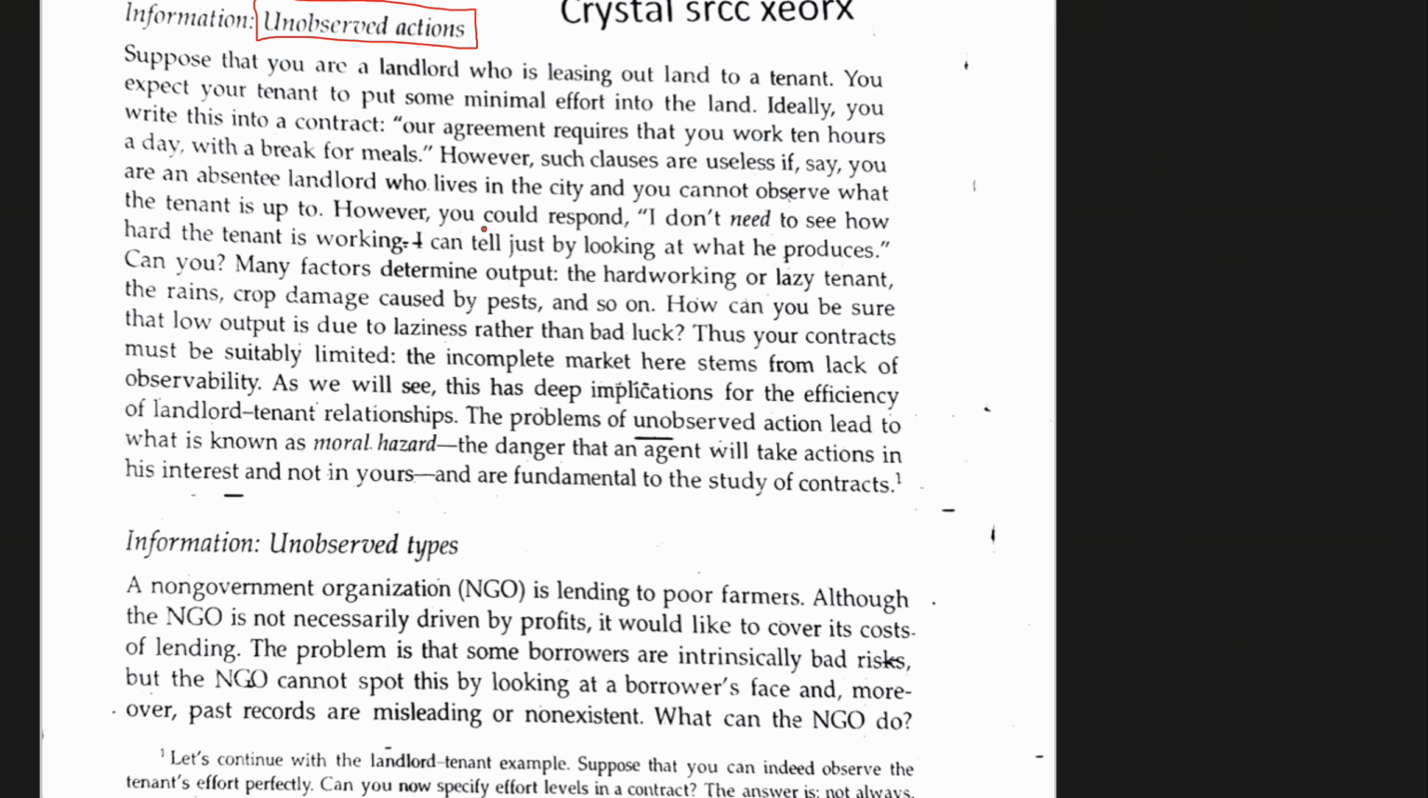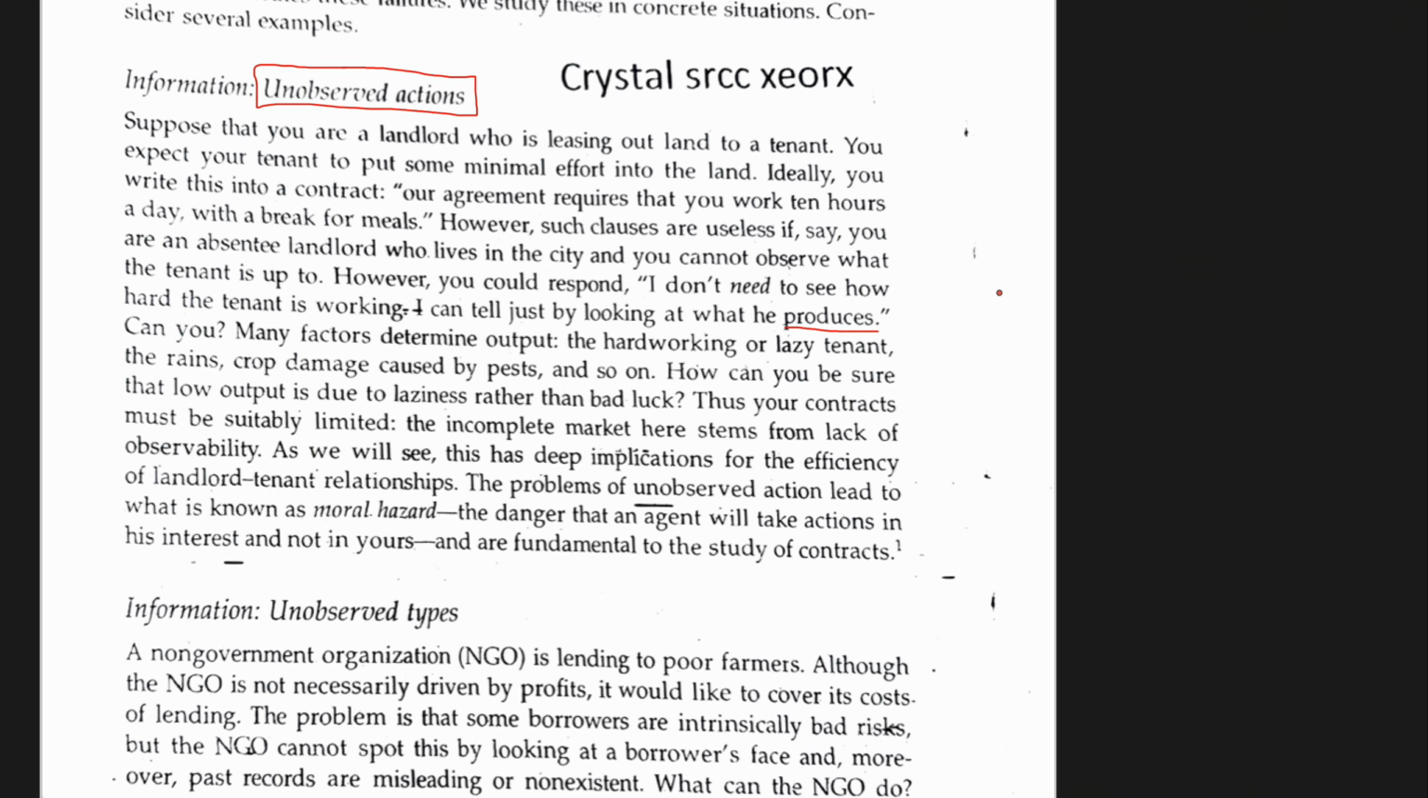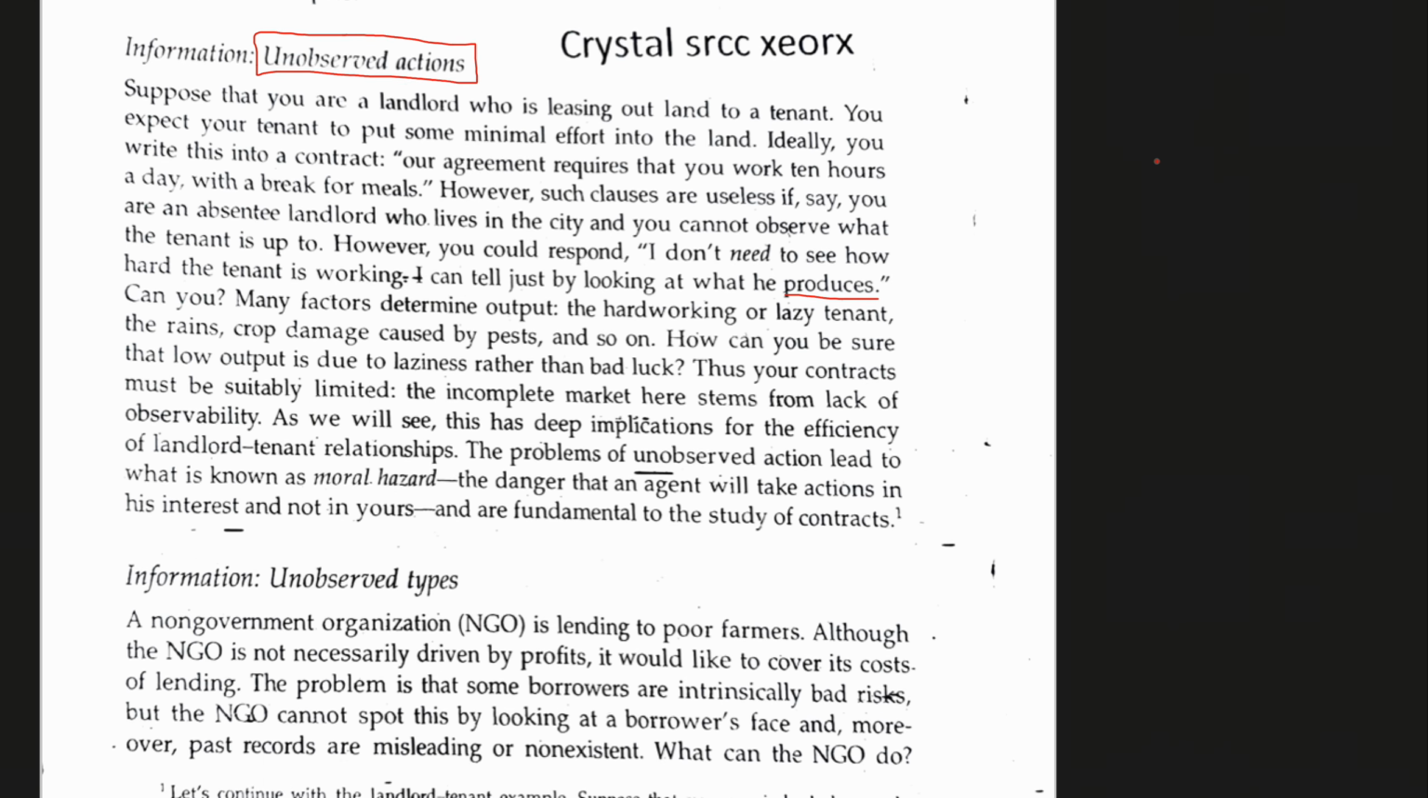However, you could respond, I don't need to see how hard the tenant is working. I can just tell by looking at what he produces. But well, you can tell according to the produce that he's making out of that land. Because say he works 10 hours a day for a month, you know an approximate amount of product that he could be growing or he ought to grow.